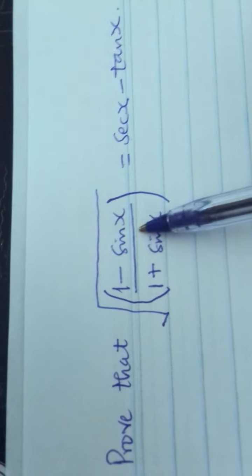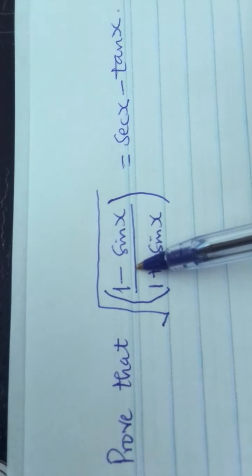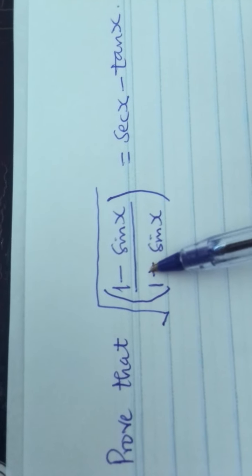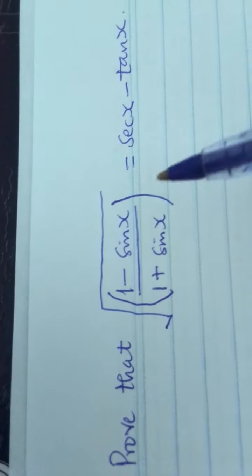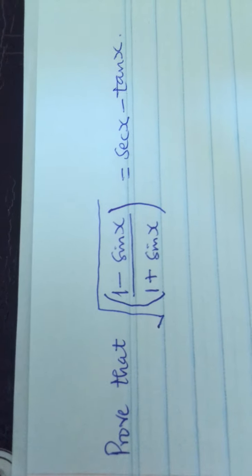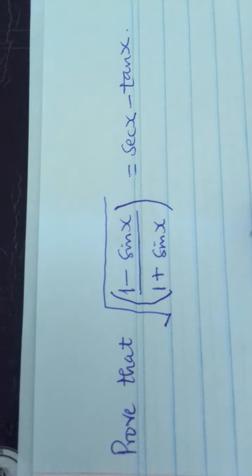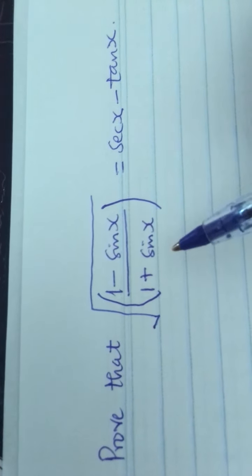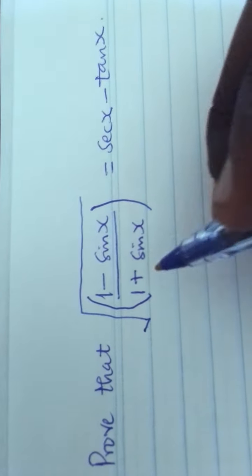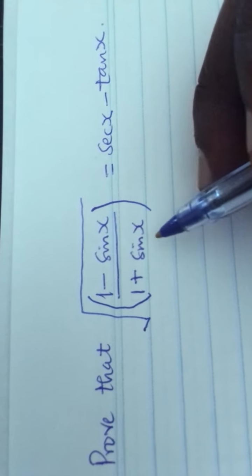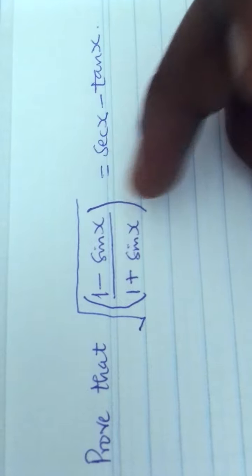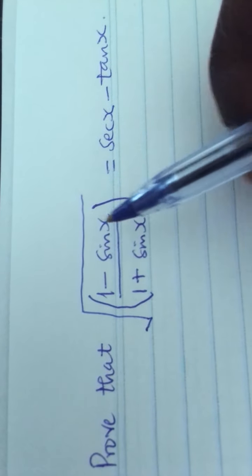So I'm going to rationalize the denominator, using the knowledge of rationalization. Rationalization means you get the conjugate. For example, my denominator is 1 plus sine x, so its conjugate will be 1 minus sine x. So I multiply it up and down.